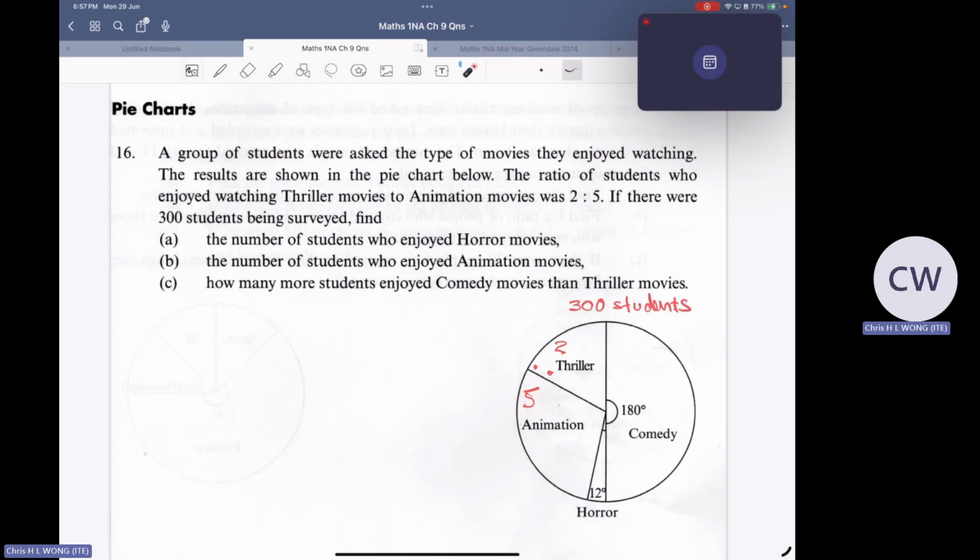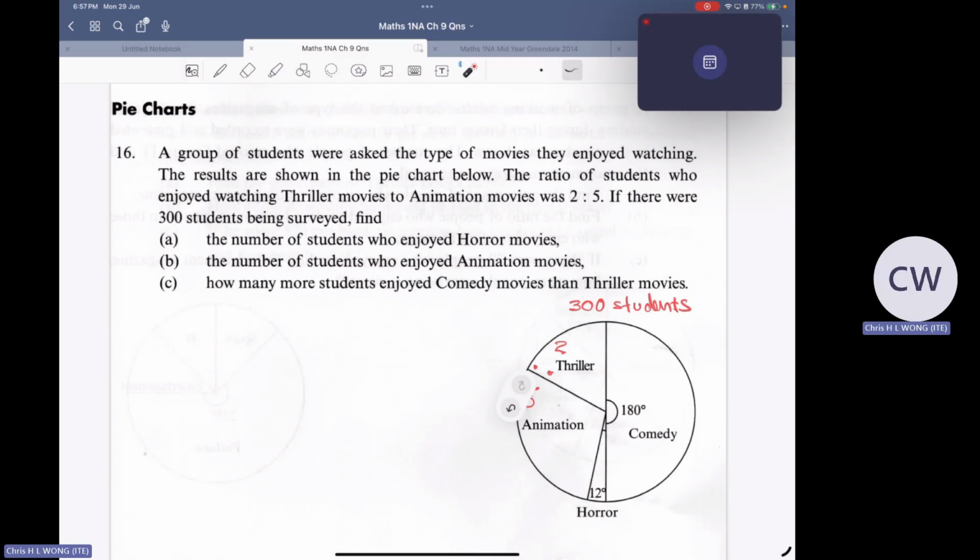And you look at the things they give you. First of all, they give you the number 300. They give you percent and degrees. And they give you a ratio. So everything is mixed together, and you must know how to convert. It's a matter of conversion. So the first thing is the first question, the number of students who enjoy horror movies, this one.